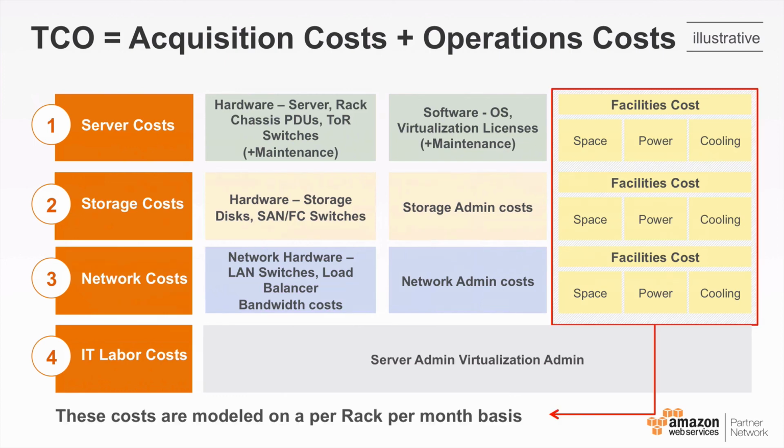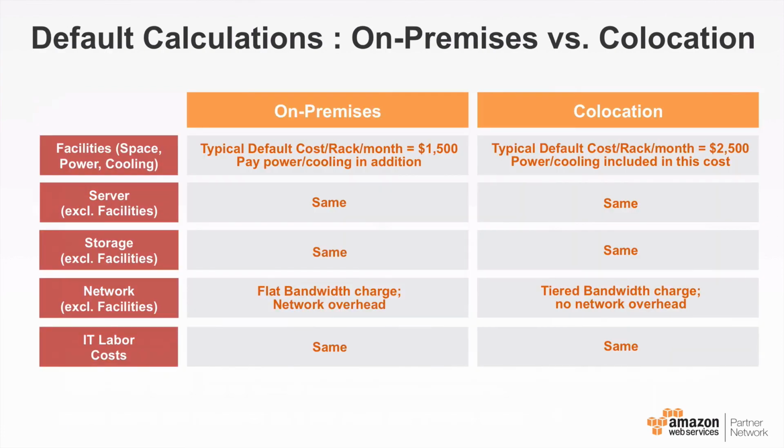The stuff that's facility related, to simplify this, we model this on a per rack, per month basis because it can be relatively hard to identify. And the way we do that is to use assumptive calculations for on-premises infrastructure and for co-location.